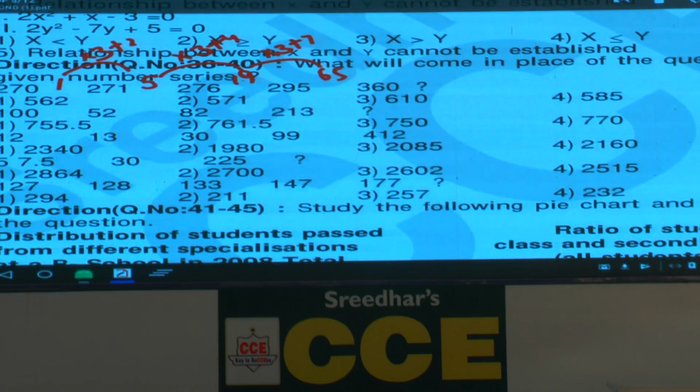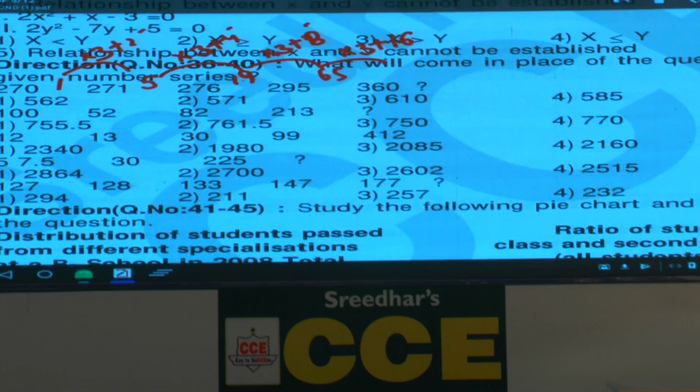Now, 5 into 3, 15, 15 plus 4, 19. Next one, what is the difference here? 19 into 3, 57, 57 plus 8. Now, into 3 is common, 2, 4 and 8, 2 into 2, 4, 4 into 2, 8. And the next one must be 65 into 3 plus how much? Plus 16 should be added. 65 into 3 is how much? 195, 195 plus 16 is how much? 211.